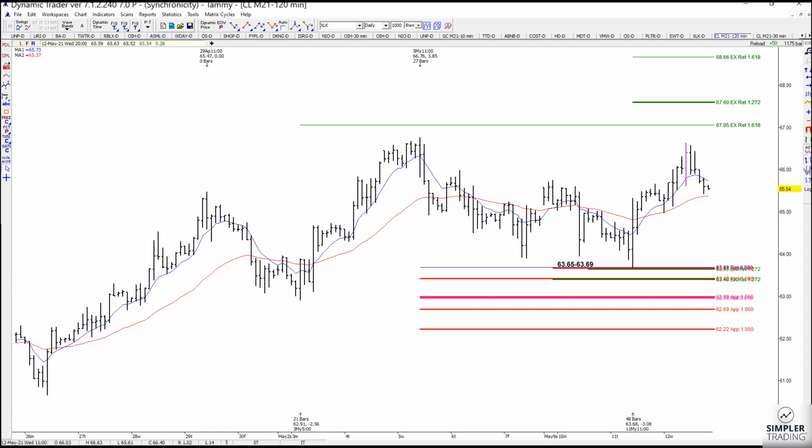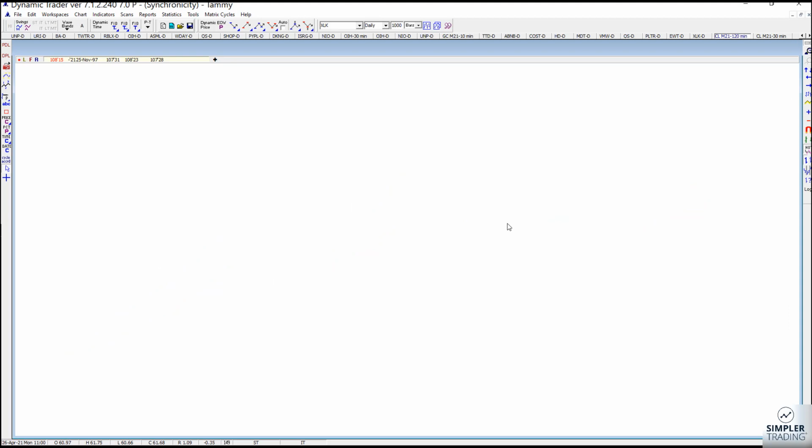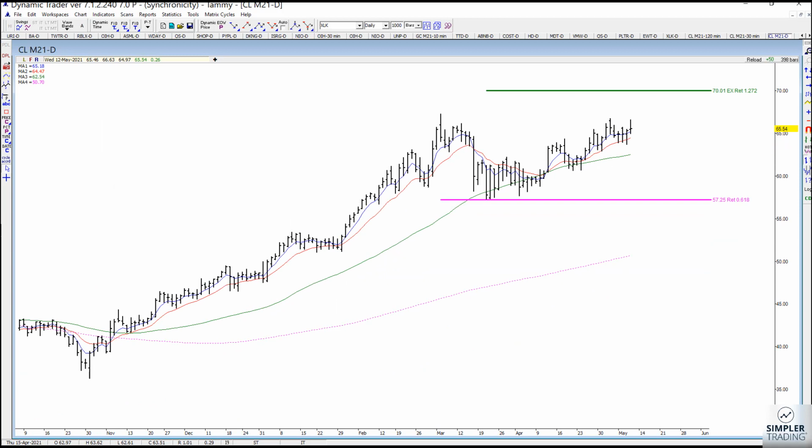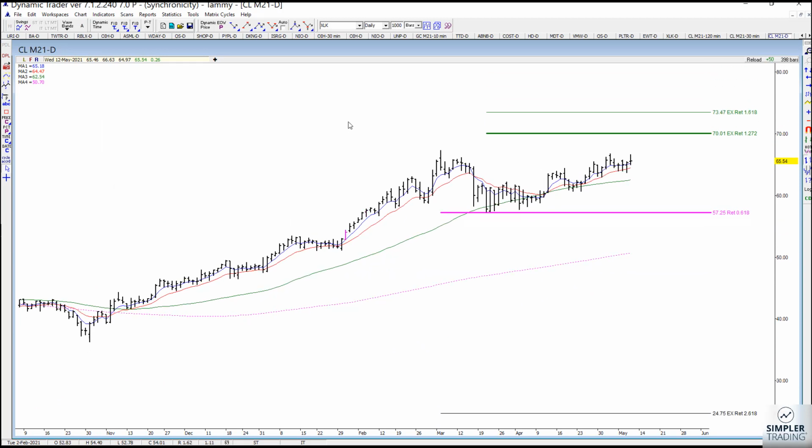Hold on a minute, I have to grab it from my other room. This is the daily chart that I have in my main room, okay? And that's what we're looking at on the daily, is that we still have not met these target extensions.